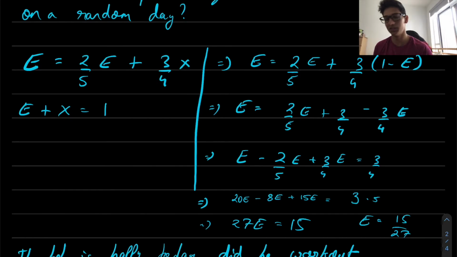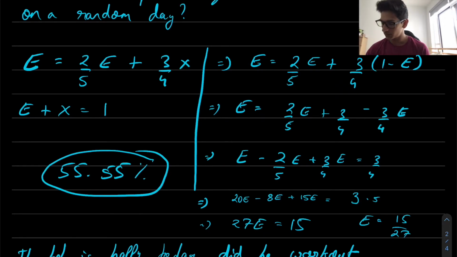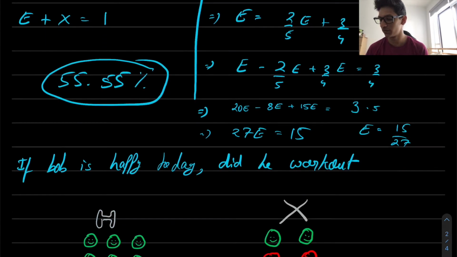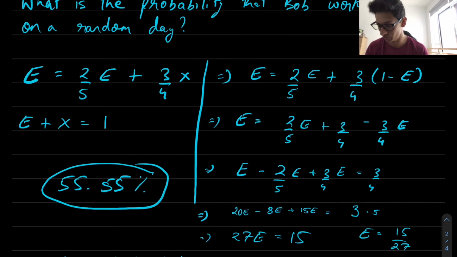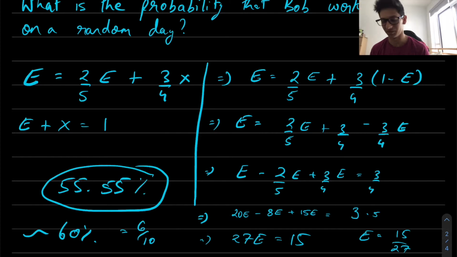So we essentially get E is equal to 15 over 27, and as a decimal that's 55.55% essentially. Okay, so for the ease of calculation, let's just assume this to be 60%, or 6 over 10, for the rest of the questions, because 55.55 is just not an easy number to work with. But yeah, okay. Let's look at another question that we could answer.